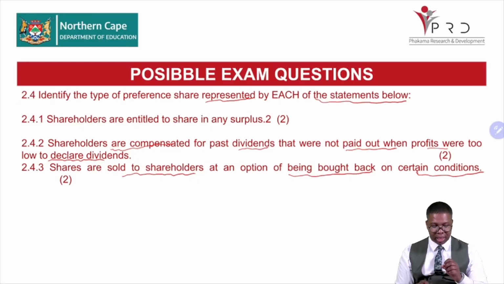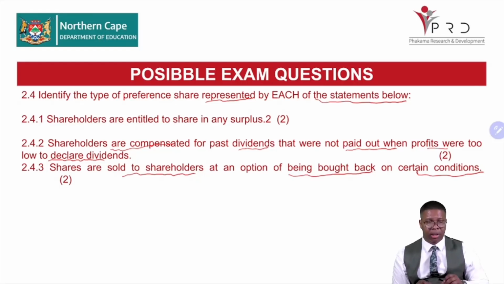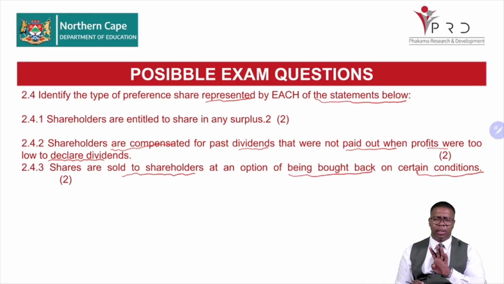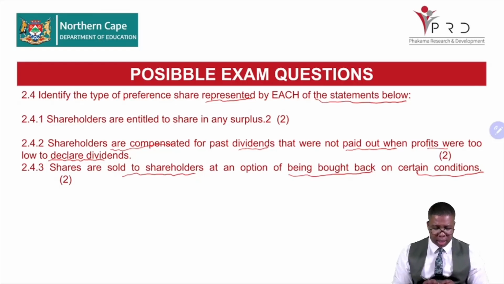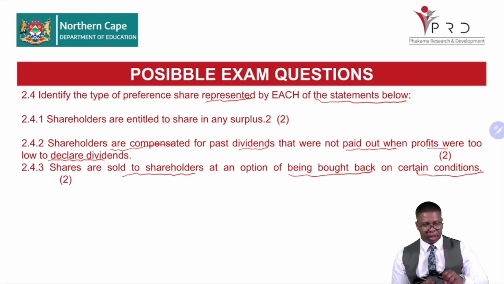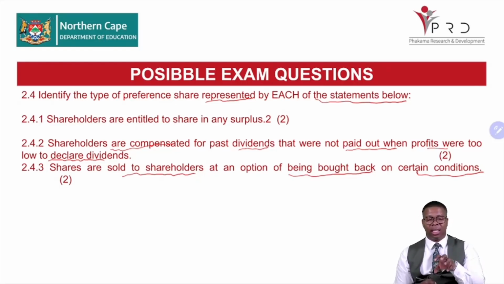So these are the 3 types of preference shares. Remember, you have 4 main types of preference shares. It would be participating, cumulative, redeemable, and convertible. Then what do you do? You just add non-participating, non-cumulative, non-convertible, and non-redeemable. Then you are done. You are in a position to identify. So meaning you have 8 types of preference shares, and you are expected to choose only 3.